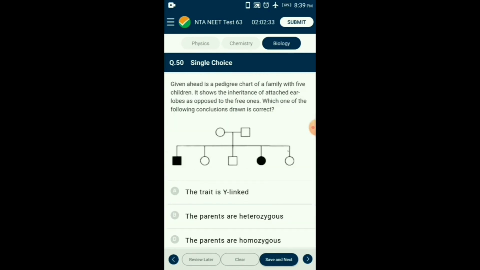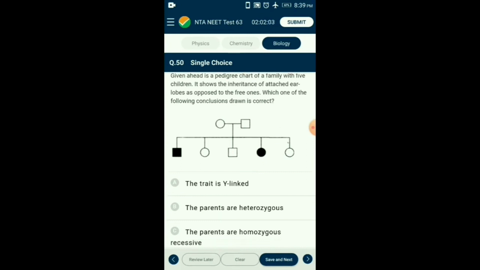Question number 50. Given is a pedigree chart of a family with 5 children, showing the inheritance of attached earlobes as opposed to free ones. Which one of the following conclusions drawn is correct? In pedigree analysis, if parents appear normal and some of their progeny are affected, then the disorder is autosomal recessive and the parents are heterozygous. Heterozygous parents transfer the disease to some of their progeny.